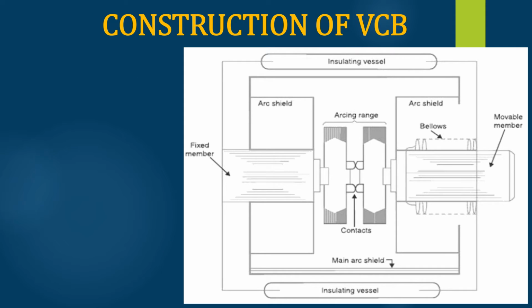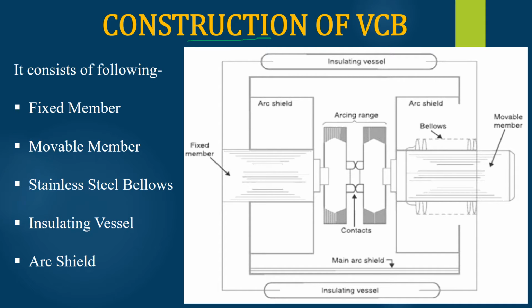Moving on to the construction, a vacuum circuit breaker consists of the following: fixed member or the fixed contact, movable member or the moving contact, stainless steel bellows, insulating vessel and arc shield. As you know, the two contacts, fixed contact and moving contact, are in touch with each other during normal condition, but the movable contact is pulled away when a fault occurs. Thus, a gap is created between the two contacts.